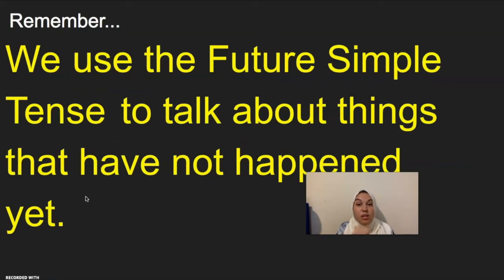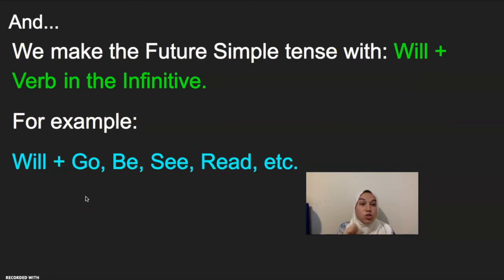Remember, okay, we use the future simple tense to talk about things that have not happened yet. So things in the future, things that have not happened yet. To make the future simple tense is really easy. It might be the easiest of all of our tenses, okay? All you need is will plus a verb in the infinitive. So, for example, will plus go, will plus be, will plus see, or will plus read. These are all sentences or fragments in the future simple tense, okay? So, will plus a verb in the infinitive, future simple tense.